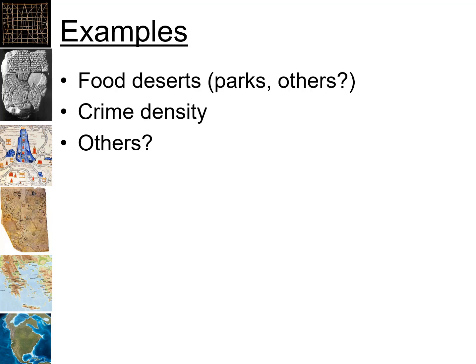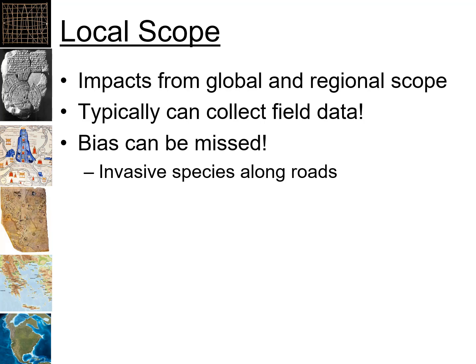Some examples of these are food deserts. This is one that I've worked in. I actually had a student do a park desert map and found out that some of the issues with food deserts, where you have large areas, especially in big cities, tends to be in poorer neighborhoods, that they just don't have as many grocery stores, or they don't have the same quality of food that you see in more wealthy areas. Same thing with parks, same thing with crime density, and there's lots of others, and let's talk about others when we meet.